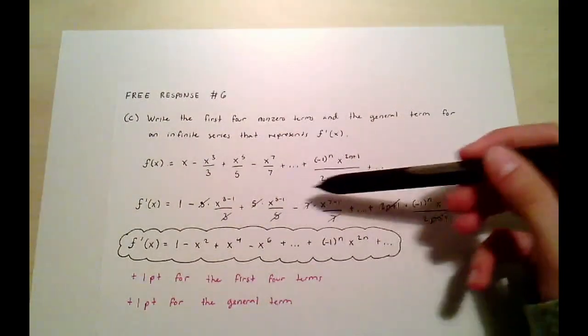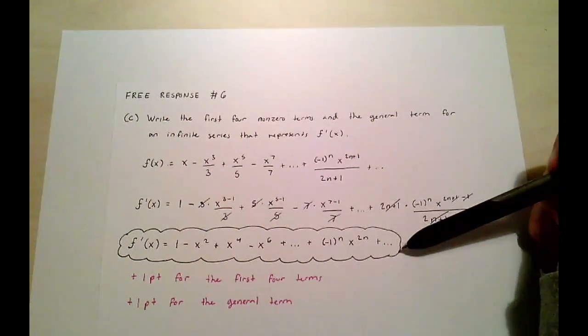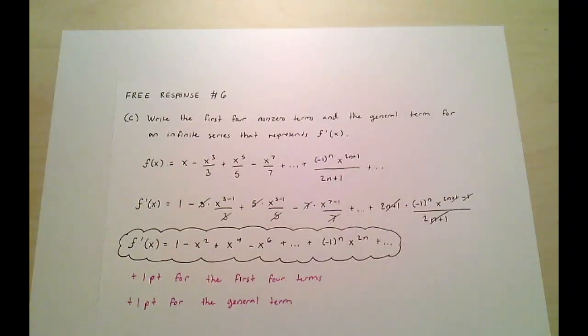And then I repeated that for all of these in order to get the derivative to be 1 minus x squared plus x to the 4th minus x to the 6th, and then the general term to be negative 1 to the n, x to the 2n. Part C was worth 2 points, and you would get 1 point for the first 4 terms and another point for the general term.